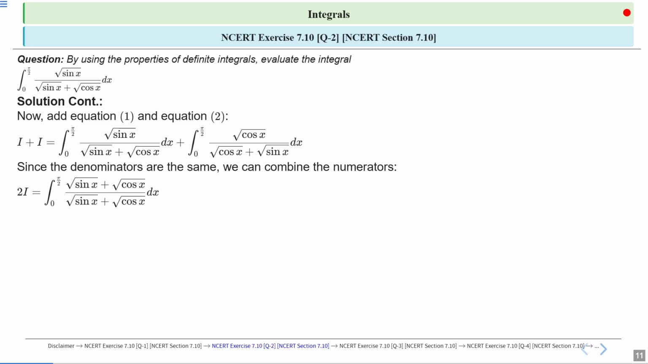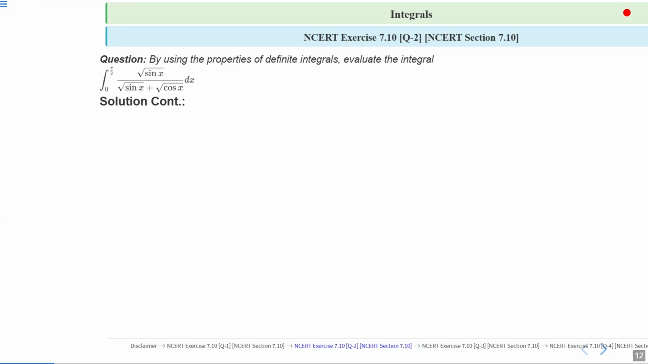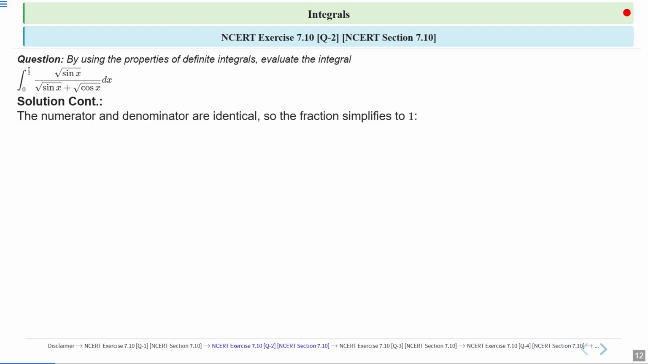We get root under sin x plus root under cos x by root under sin x plus root under cos x. Now numerator and denominator are same, so we can cancel out. So we get 2I is equal to the integral from 0 to pi by 2 of 1 dx. So when we apply that property, my integral quotient becomes simple, and we just need to integrate 1 dx from 0 to pi by 2.